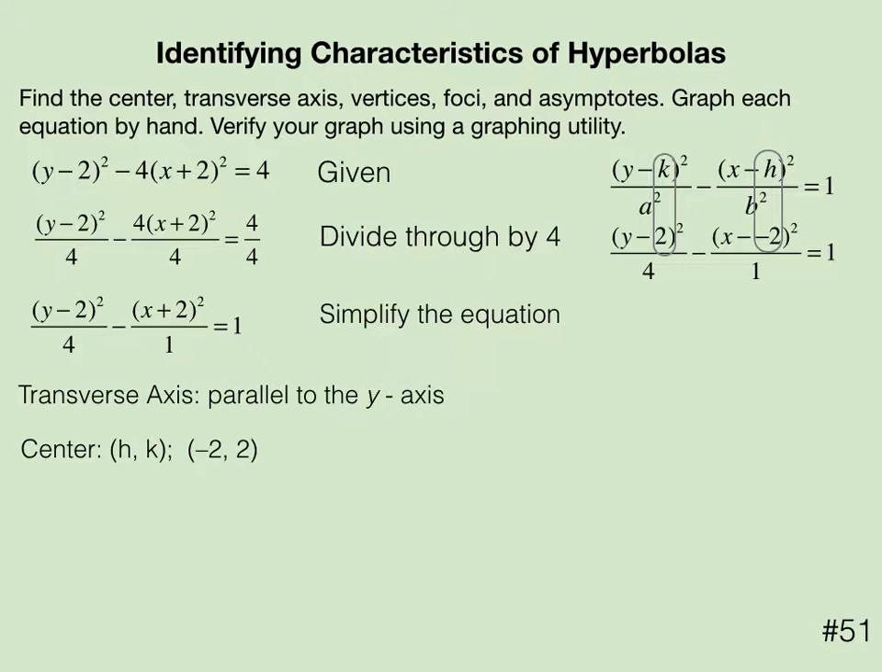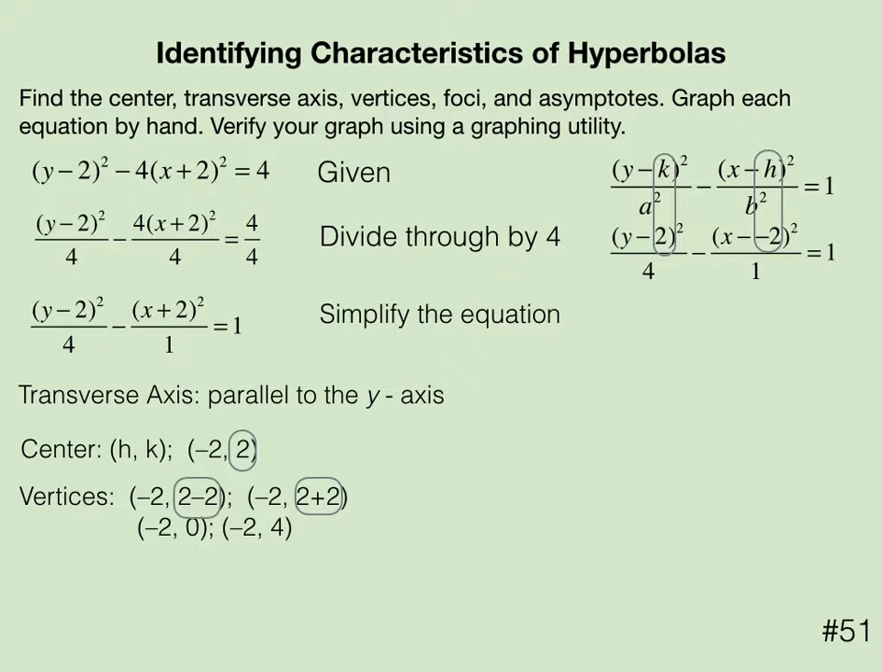Now my vertices are next. My vertices are going to be located above my center and below my center. So I'm going to keep my same x-coordinate, but I'll be adding to and subtracting from this y-coordinate the value of a, which is the square root of 4, which I got underneath the y-squared term. So I'm going to be adding and subtracting 2 from this y-coordinate for my vertices.